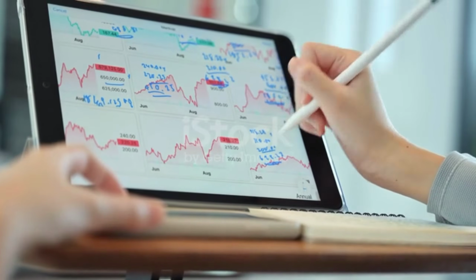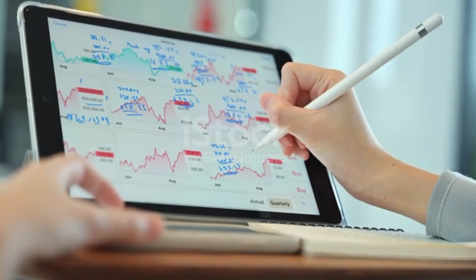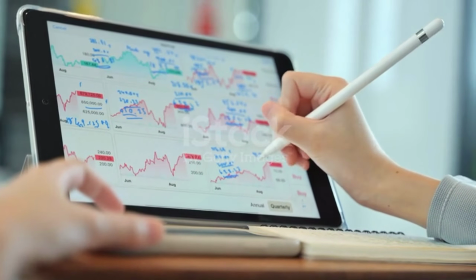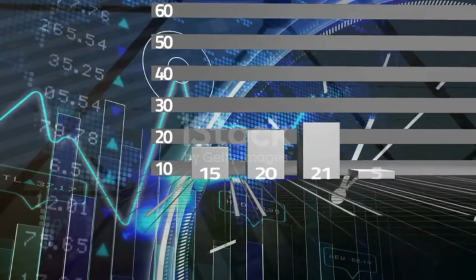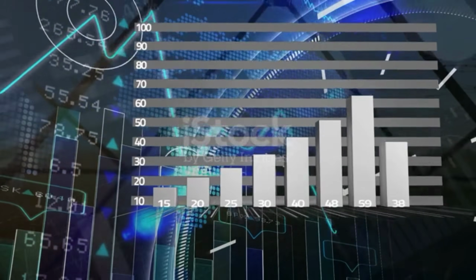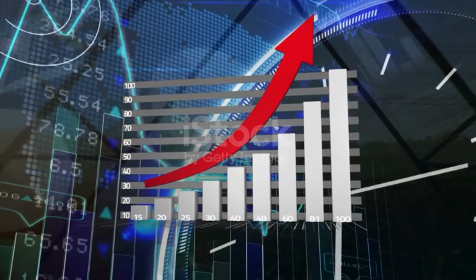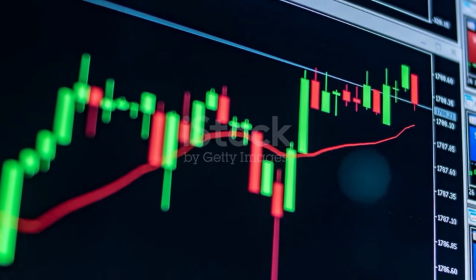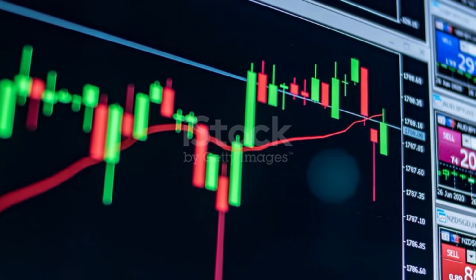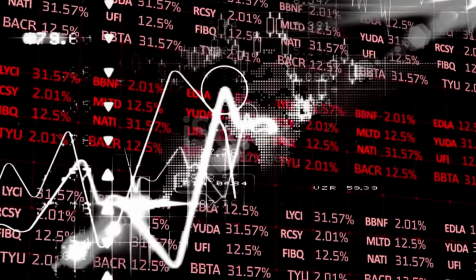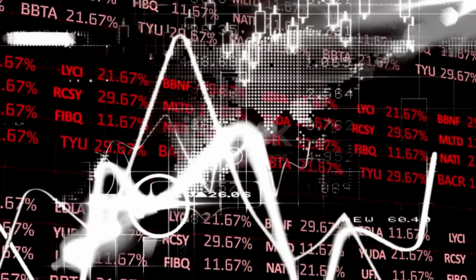3. Confirm with volume or RSI. If RSI is above 50 and increasing, a breakout may be strong. Higher volume confirms breakout strength. 4. Enter the trade. Call (buy) if price breaks resistance with momentum. Put (sell) if price breaks support with momentum. 5. Expiry time: 60 seconds.